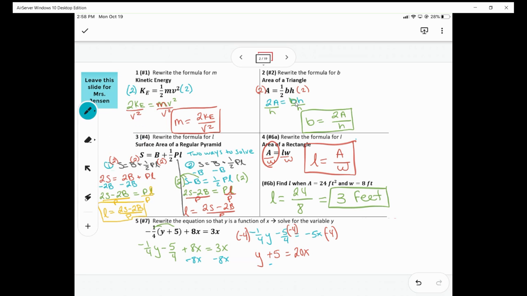Our last step would be to subtract 5 from both sides because we want to solve the variable for y. So y equals 20x minus 5. The directions say to rewrite the equation so that y is a function of x, meaning x is part of the equation. So we solved it for y. So we're talking about the variable y in terms of x. So whenever you see y is a function of x, you're just solving that equation for y.